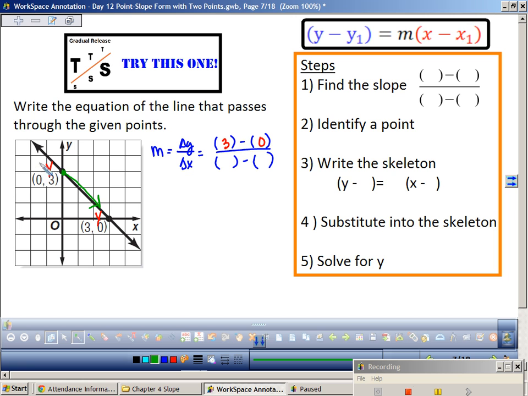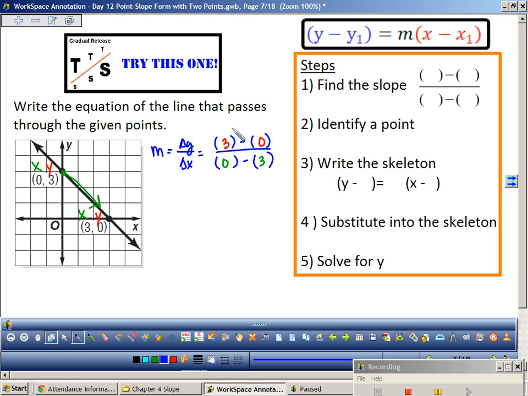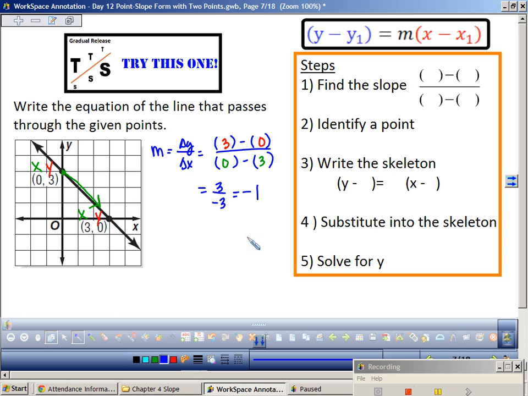So what would I get? Which one would I start with? 0 or 3? 0, 3. 0, 3. All right, so 3 minus 0 is 3, and 0 minus 3 is negative 3, which equals negative 1. Is that a negative slope? So I think we're good.